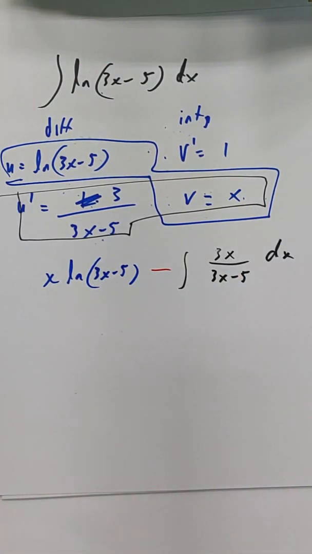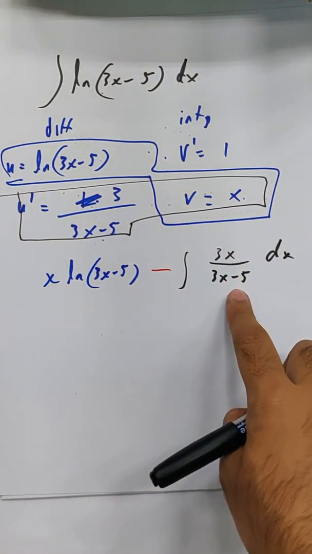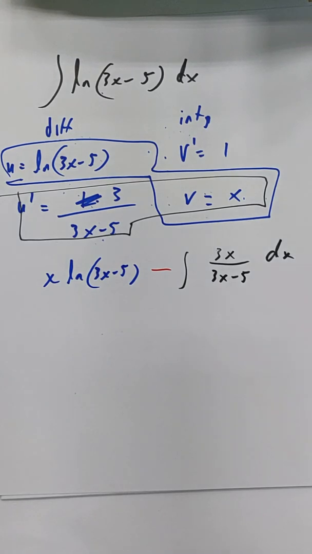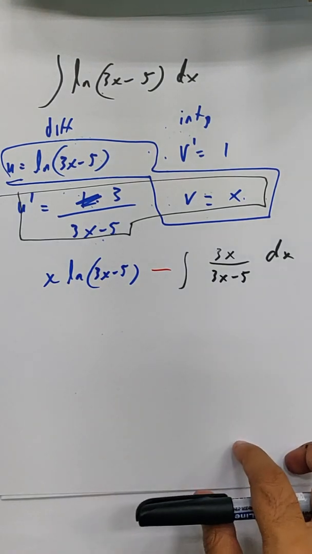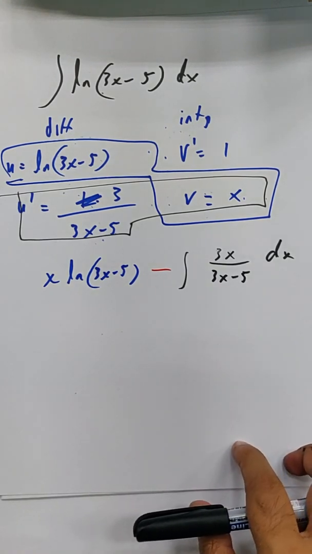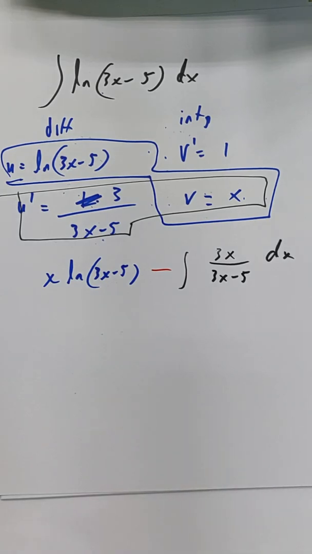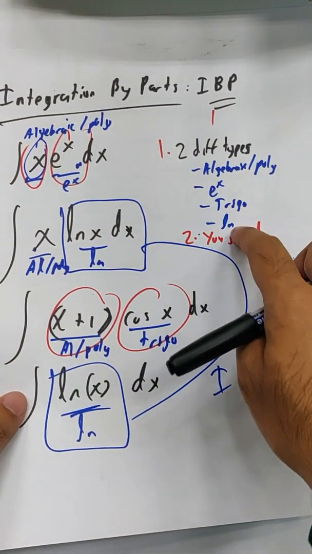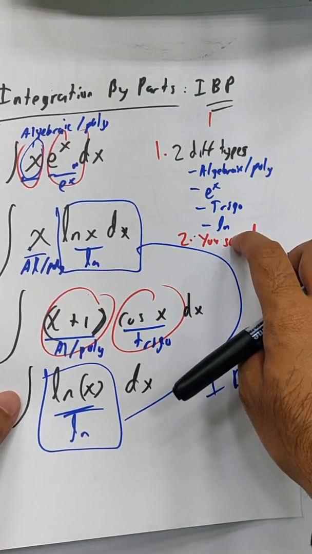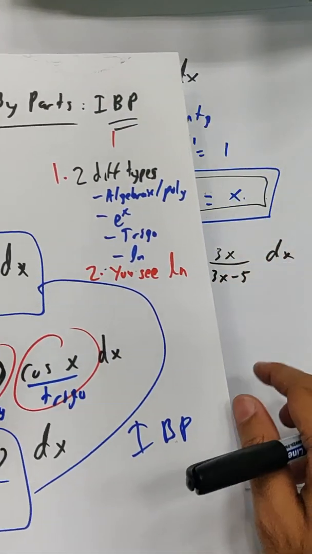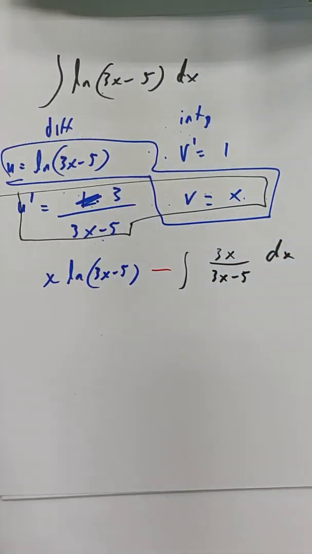Why by parts? What's different? This is algebraic, this is also algebraic. There's no exponent, there's no trigo there. You only use by parts if you see the two different types. In this kind of case, it's not by parts. Okay? Good questions. How do we continue from here?